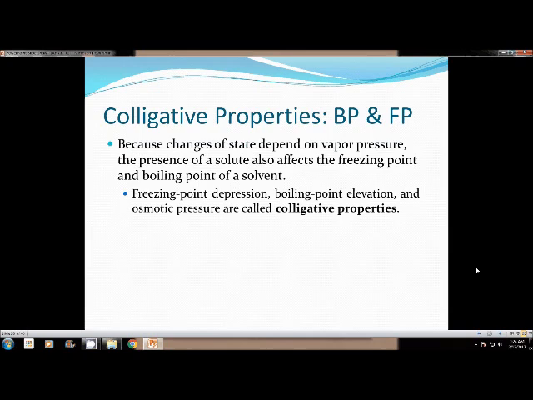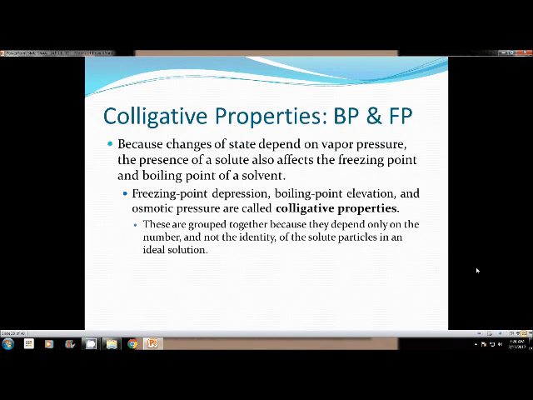Because the changes of state depend on vapor pressure, the presence of a solute also affects the freezing point and boiling point of a solvent. Freezing point depression, boiling point elevation, and osmotic pressure are our colligative properties. These are grouped together because they depend only on the number and not the identity of the solute particles in an ideal solution.